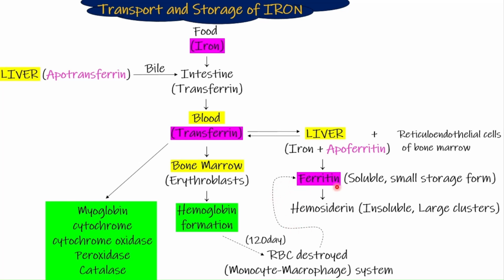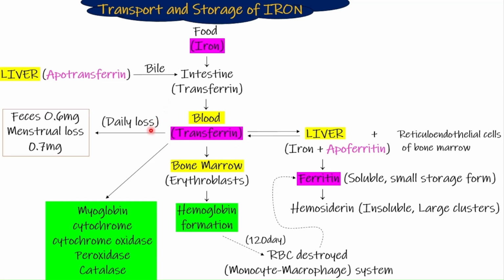Okay, so we have discussed all these things, but just one thing is left regarding the iron, that is how the iron is basically excreted out of the body. There is a daily loss of 0.6 mg of iron through feces. And in menstruating females, the daily loss of iron during menstruation is 0.7 milligrams. So during menstruation, the combined loss of iron becomes 0.7 plus 0.6, which is 1.3 mg.